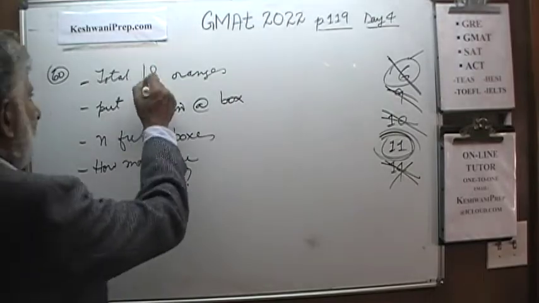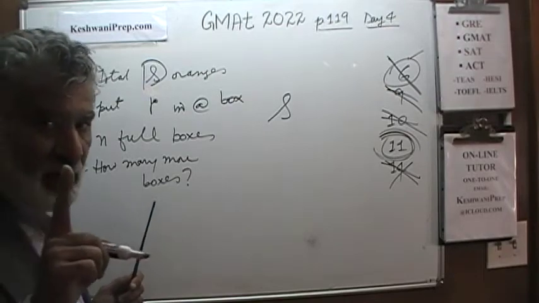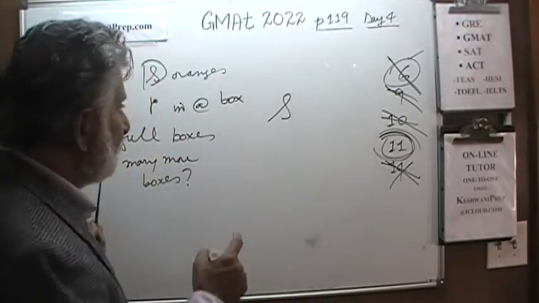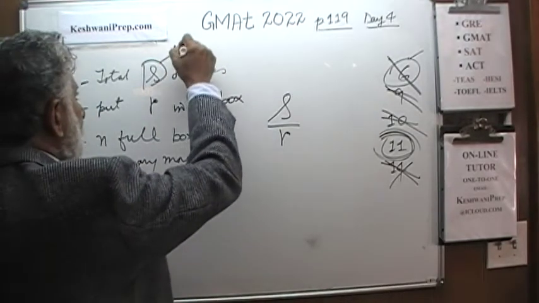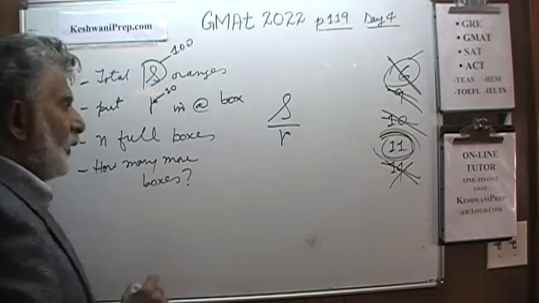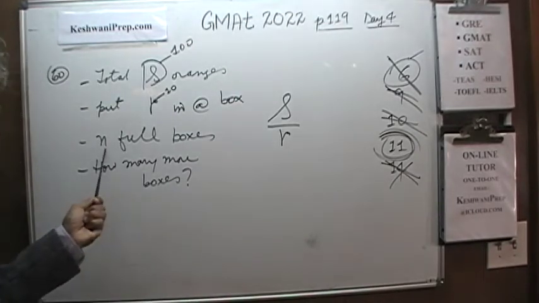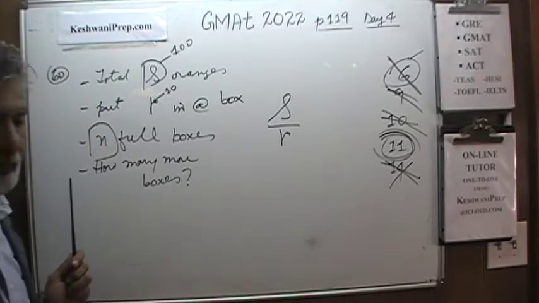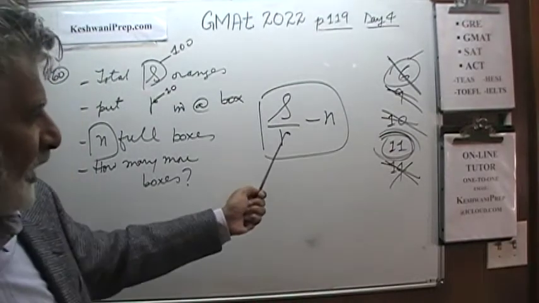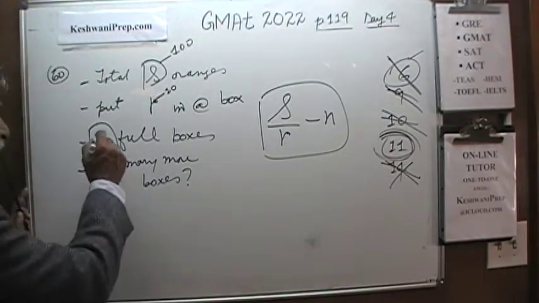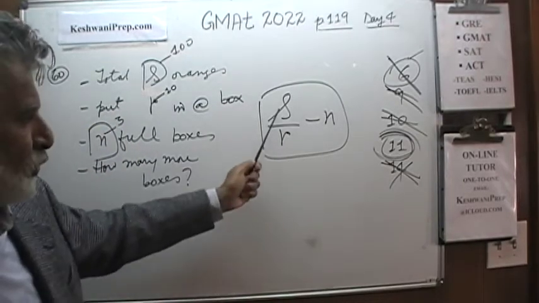Well, you have S oranges, and each box can carry R oranges, which means S divided by R is the number of boxes we're going to need. For example, if we have 100 oranges and each box holds 10 oranges, we're going to need 10 boxes. We already filled up N boxes. Therefore, the number of boxes that we need to fill is S divided by R, minus N. Let's pretend that we already filled up 3 boxes. If that's the case, this quantity should work out to be 7.